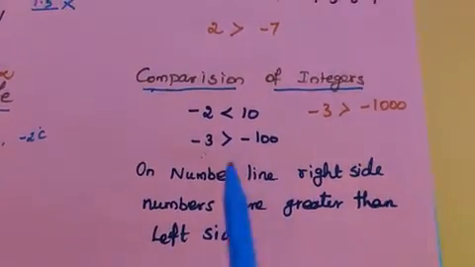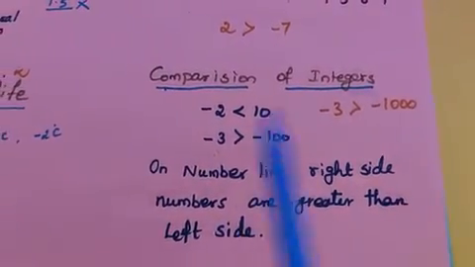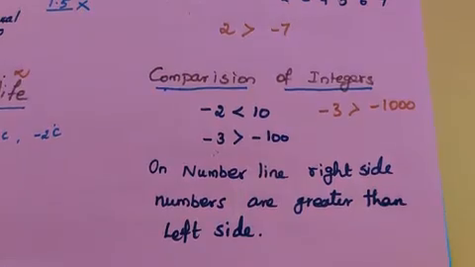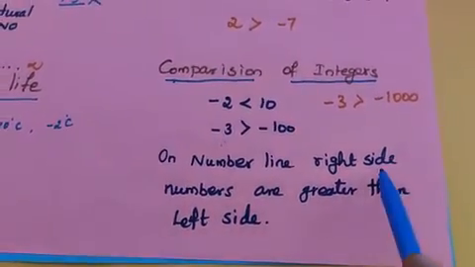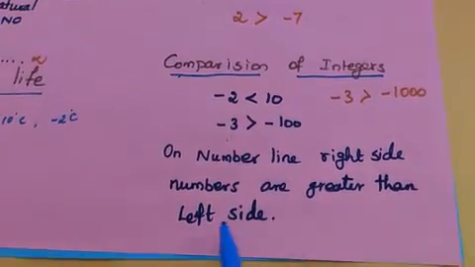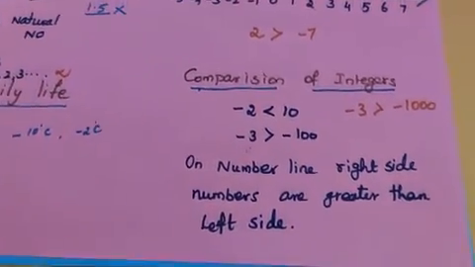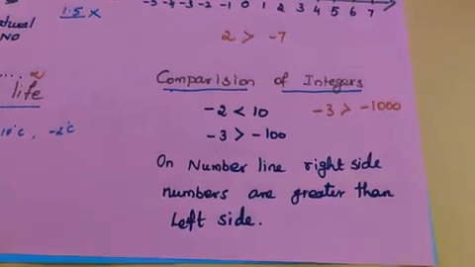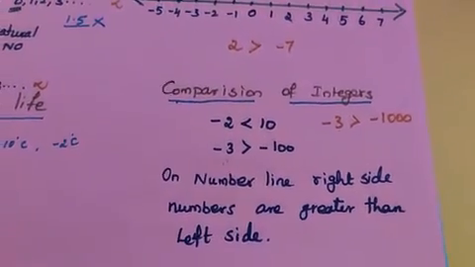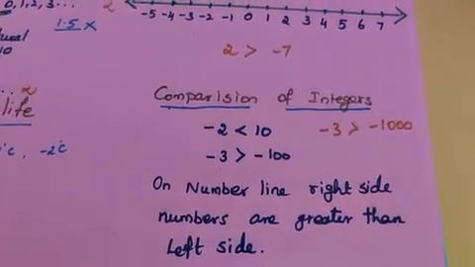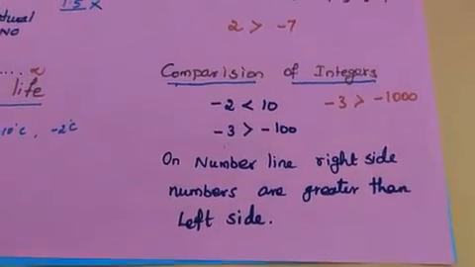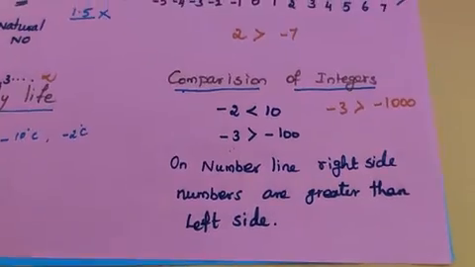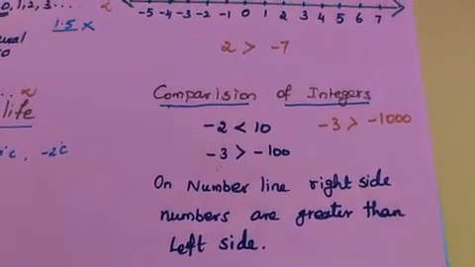Comparison of integers. Once you are clear about this concept, then the further operations of integers will be easier for you. So just keep in mind, on the number line, the right side numbers are greater than the left side. Whichever number comes on the right side, that number is greater in value. So if 2 or 3 numbers are given to you, you just have to check which number comes on the right side of the number line. Once you know that, then it is easy for you.